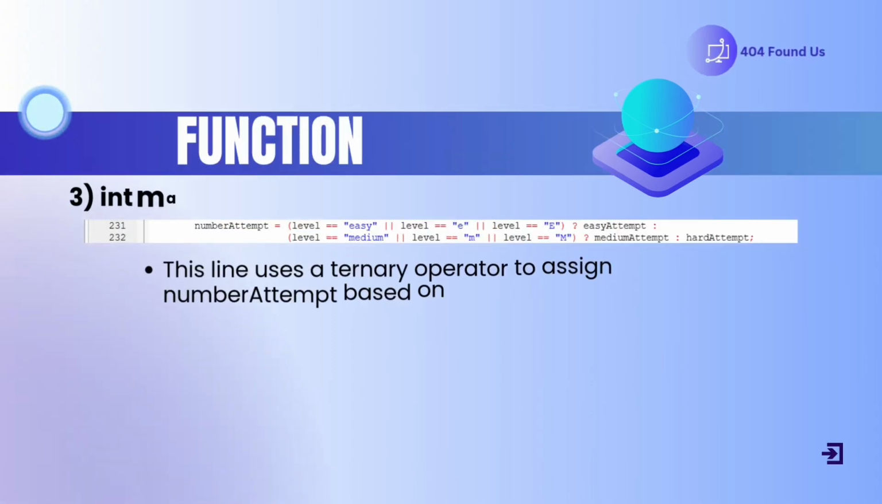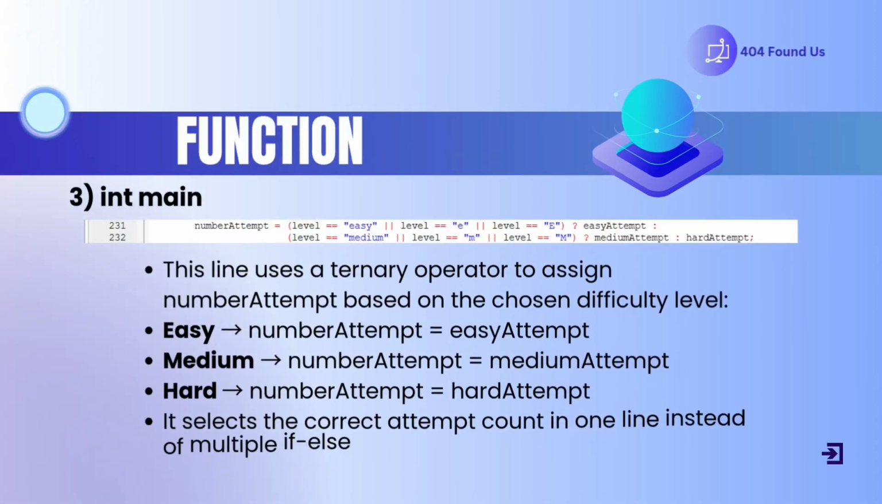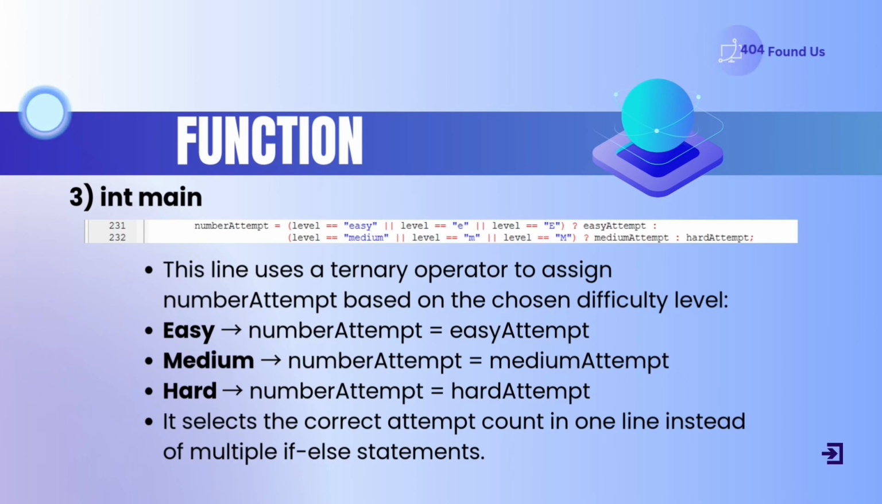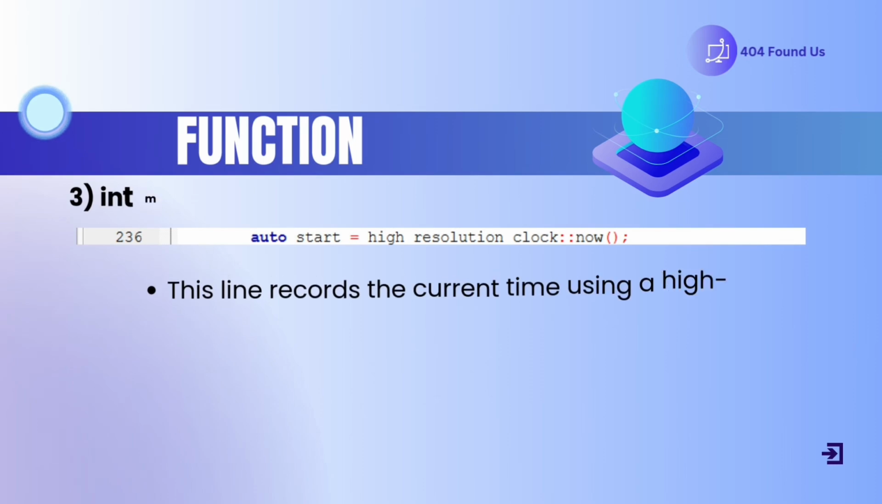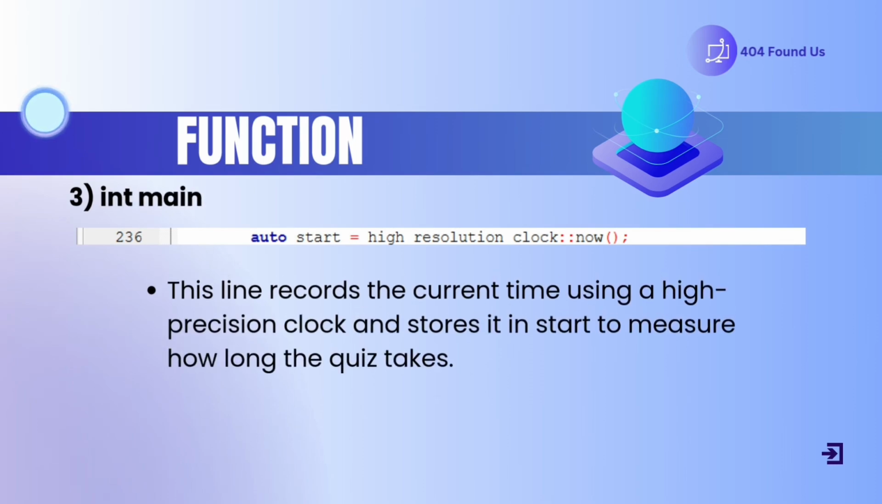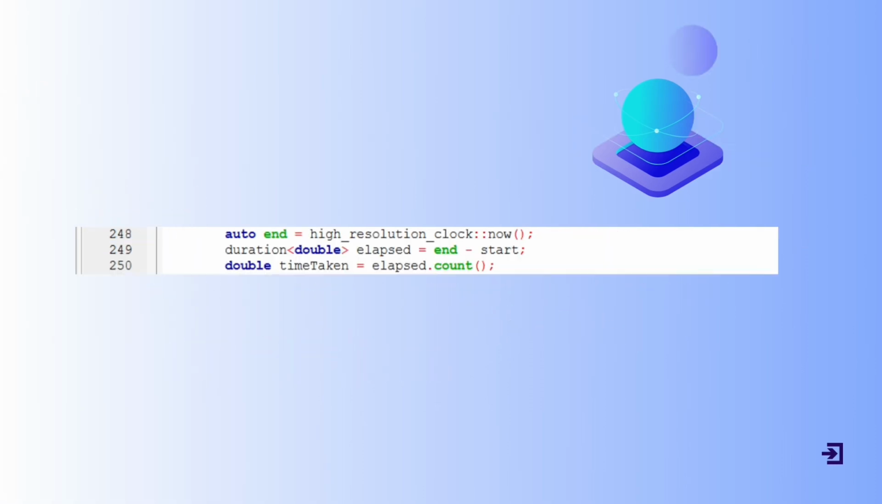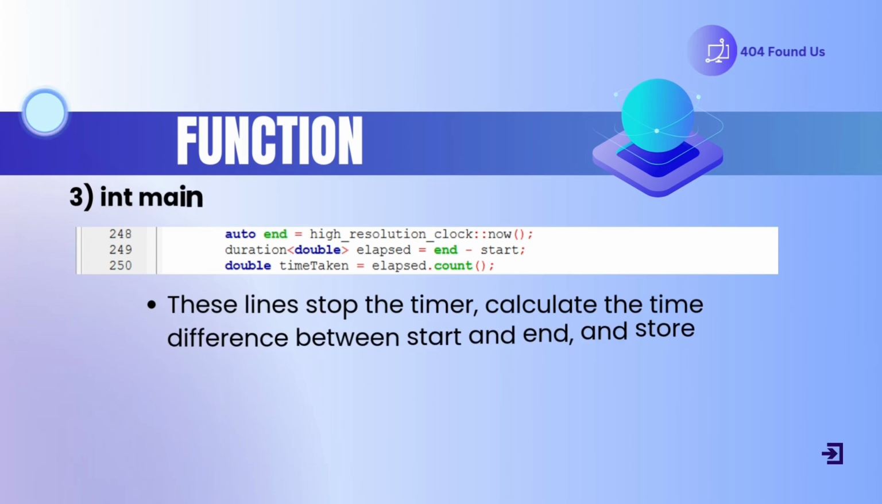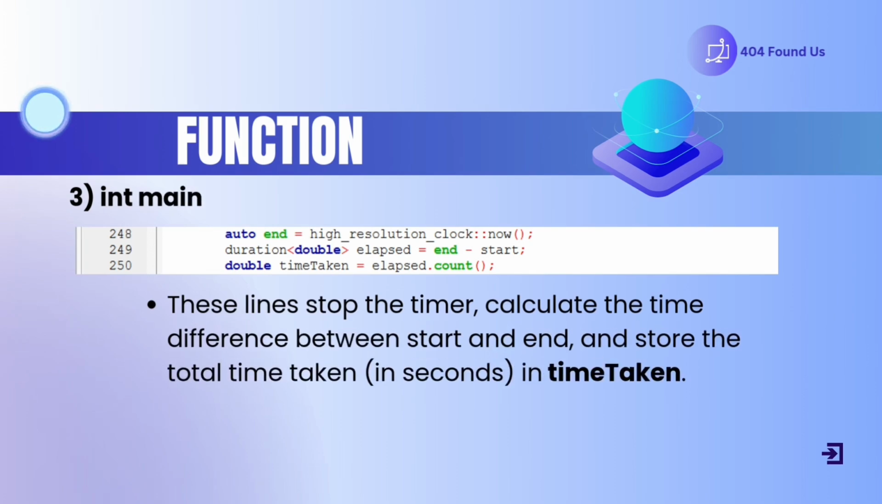This line uses a ternary operator to assign the number of attempts based on the chosen difficulty level. It selects the correct attempt count in one line instead of multiple if-else statements. This line records the current time using a high precision clock and stores it in start. This line stops the timer and calculates the time taken in seconds.